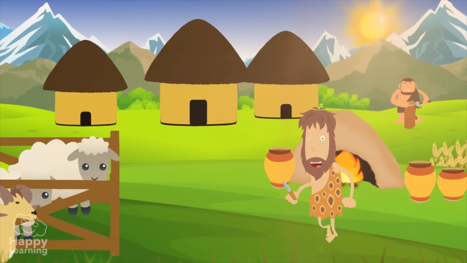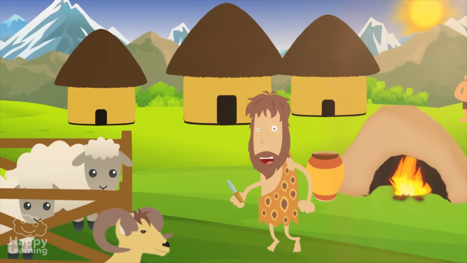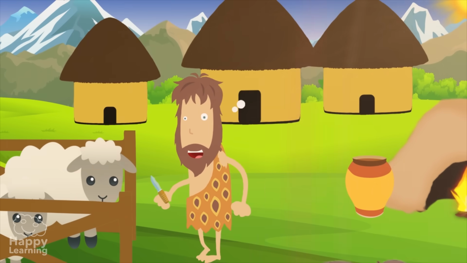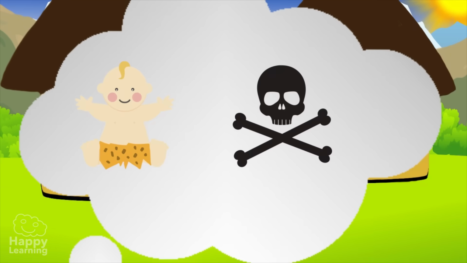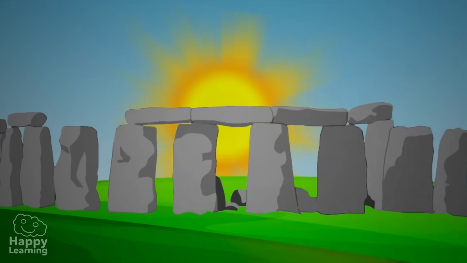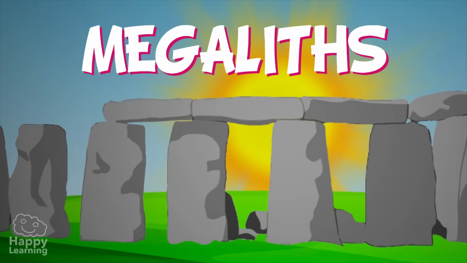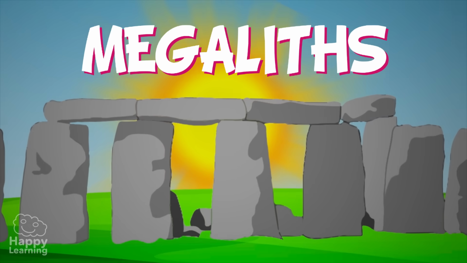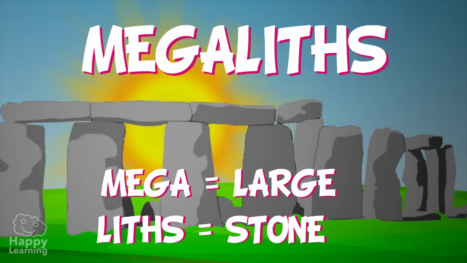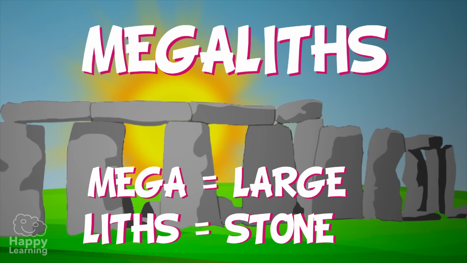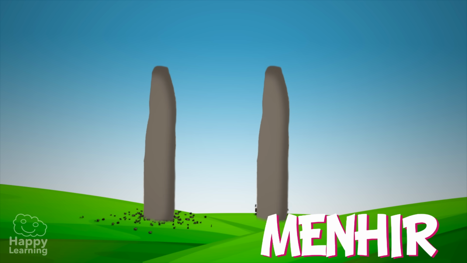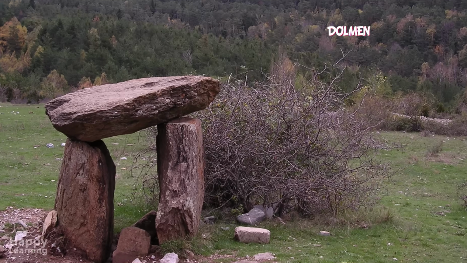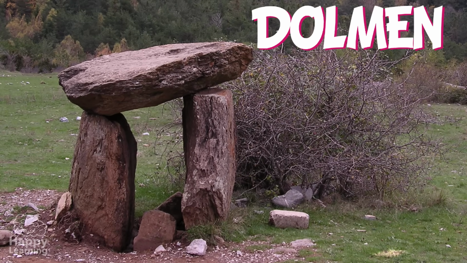During the Metal Ages, people began questioning the mysteries of life as well as death, and the first religious representations arose. Constructions called megaliths were created with large blocks of stone. Mega, meaning large, and liths, stone. The simplest megalith was the menhir, a large stone erected vertically into the ground. Dolmens were also constructed, such as the ones we see in these images.